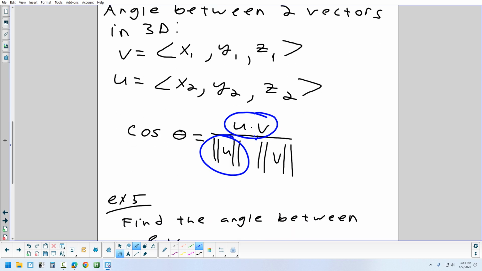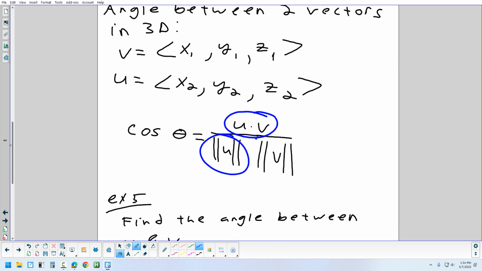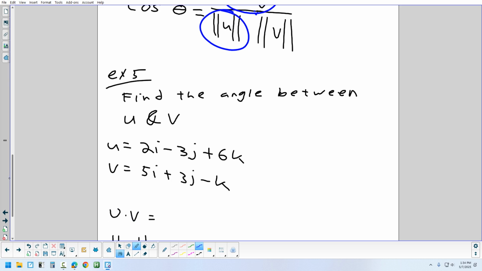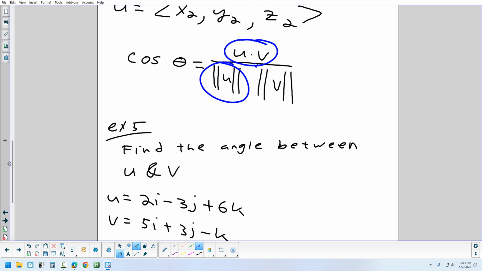I was a little bit lost yesterday. U and V is like the product of those. So in the numerator, that's the dot product. In the denominator, it's the product of magnitude u and magnitude v.